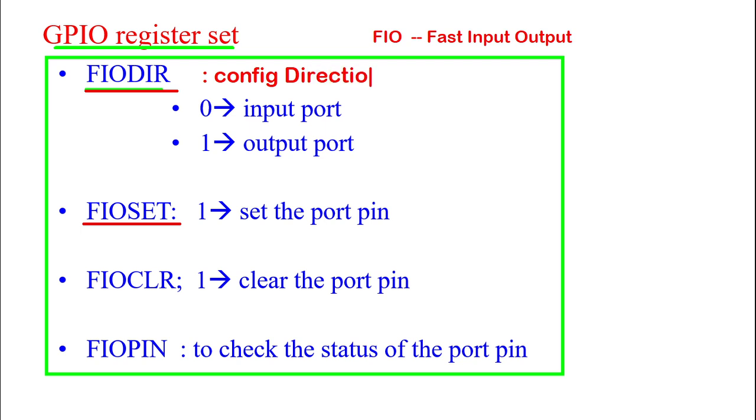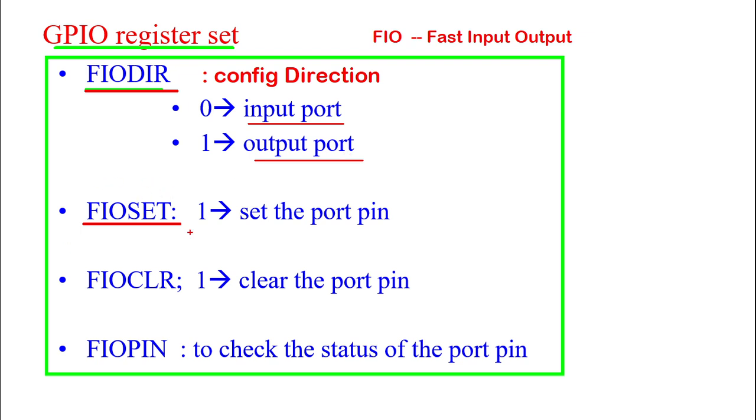Direction in the sense that GPIO port pins can be configured both ways: you can configure as an input port or as an output port. If you load the FIODIR register with a 0 value, the port will be configured as an input port. If you load FIODIR with 1, it configures as an output port. Very simple definition: FIODIR is direction configuration. Load 0, it will be input port; load 1, it will be output port.